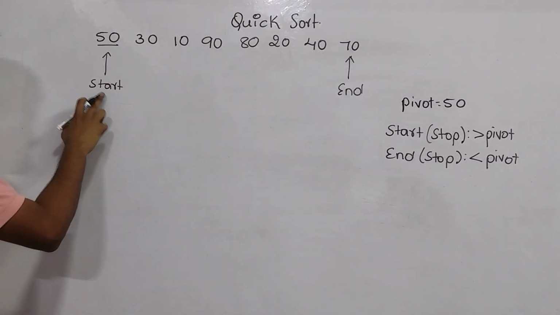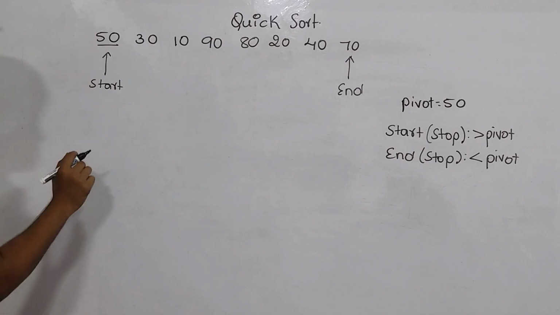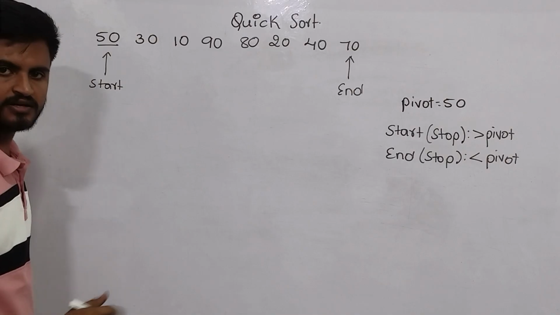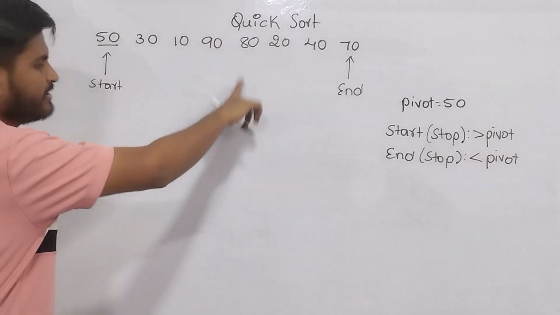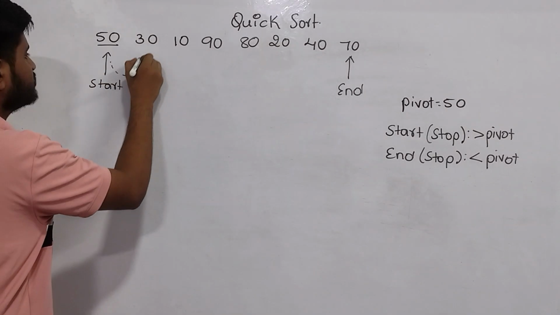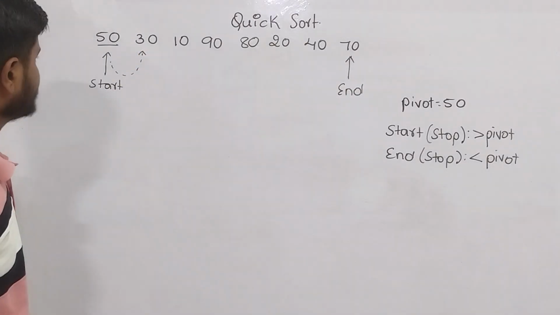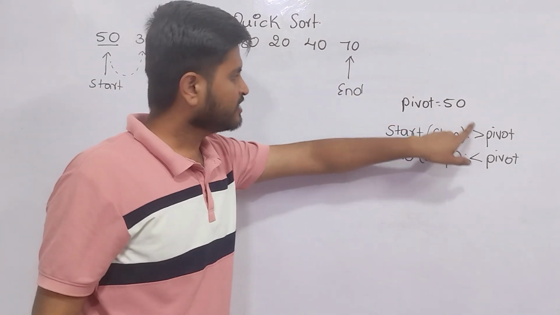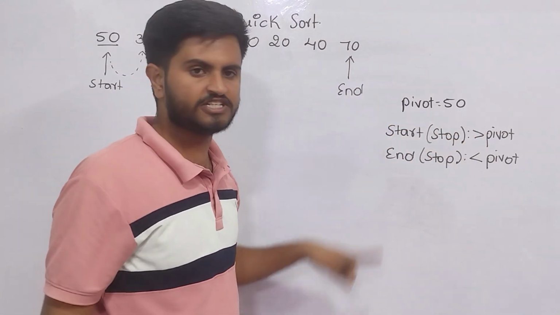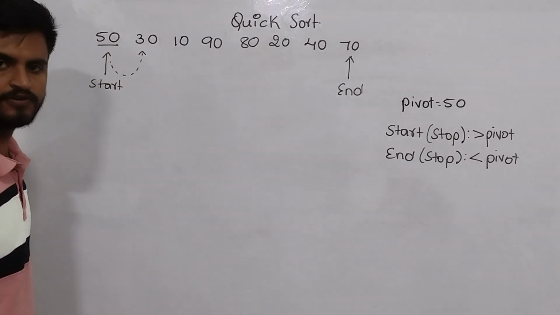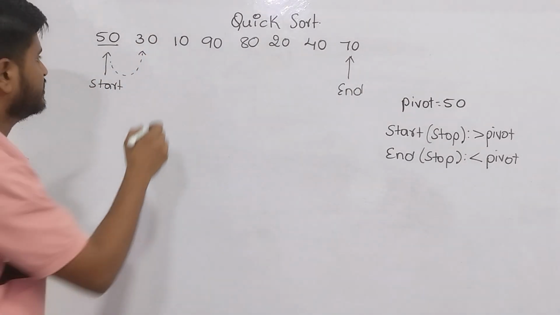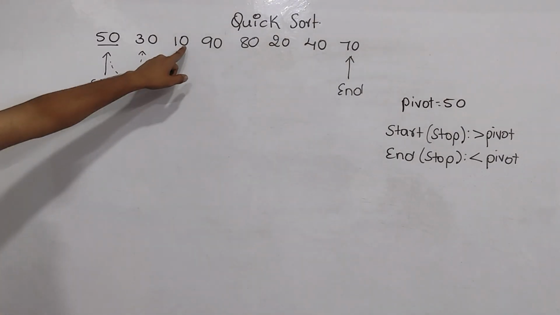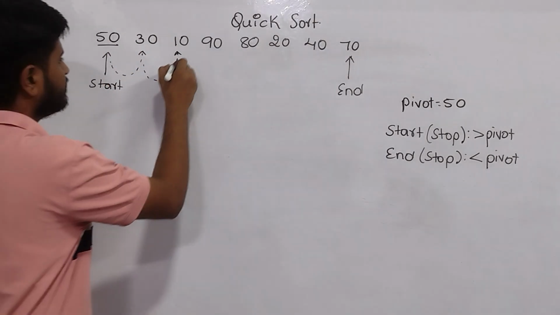I will start here from the first element, and the last element will be the end. Now I will move the start arrow towards the right side one by one. I move the start arrow here and check whether 30 is greater than my pivot. The pivot is 50. If it is greater than the pivot, I will stop the start. 30 is not greater than 50, so I will move right again. I see 10. Is 10 greater than 50? No. I will move again.